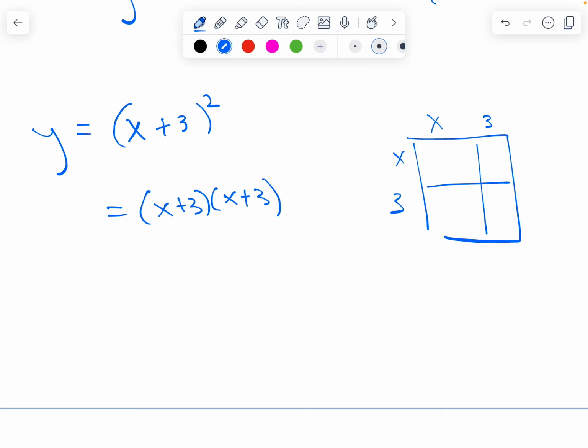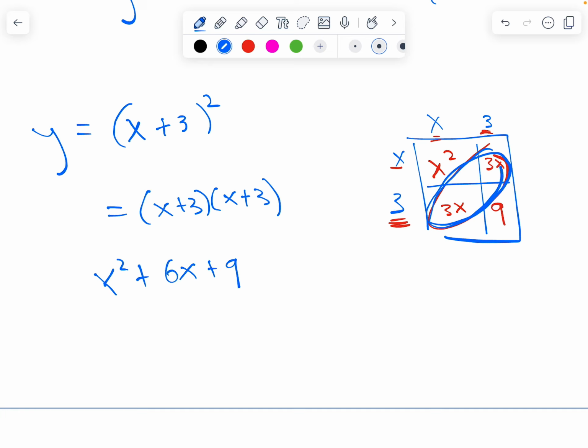So once we fill those boxes in, this is x squared. This x and this 3 move in together to 3x. This 3 and this x move in together to make 3x. And then this 3 and this 3 multiply to be 9. So combining like terms, that is going to turn into x squared plus 6x plus 9. So where's the y-intercept going to be? The y-intercept is going to be 0, 9. It's that last number when it's in this form.